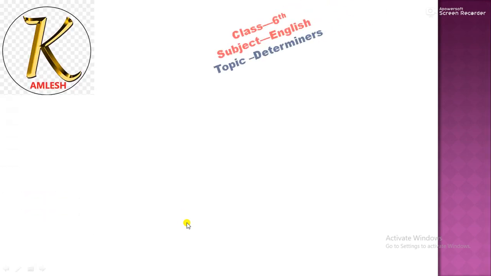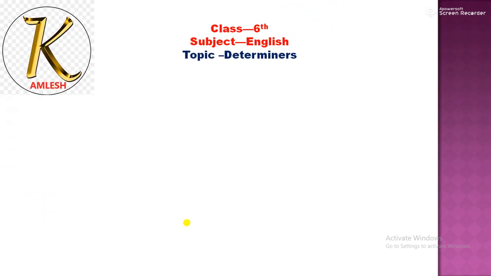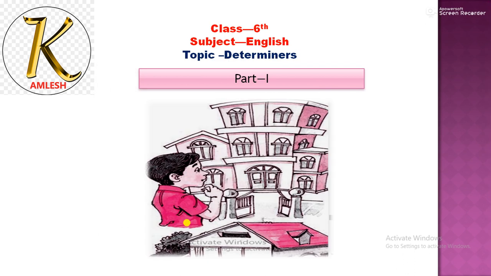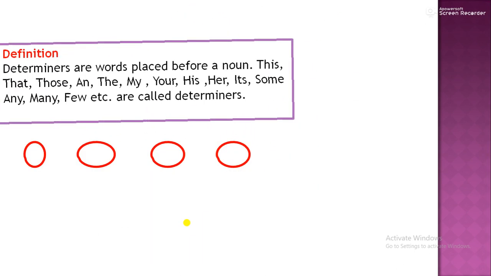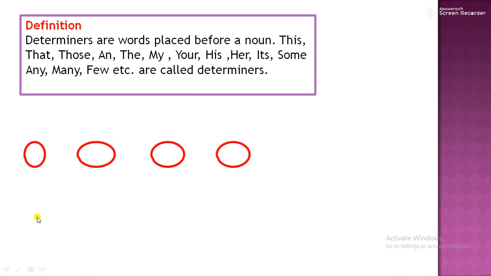Today we will study Unit-3, Class-6th, Practice Book, Subject English, Topic Determiners. Part 1. Let's get started. Here we go. Definition. Determiners are the words placed before a noun. So now you will identify it by this definition that determiners are the words placed before a noun. Placed before a noun. So you will check the noun and before that we will place a determiner.